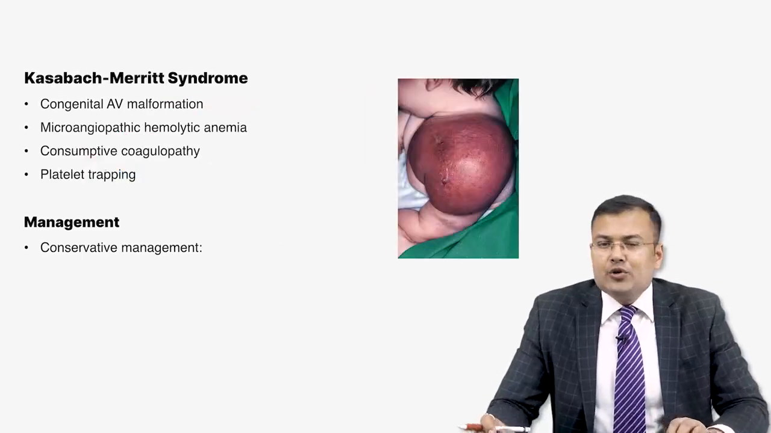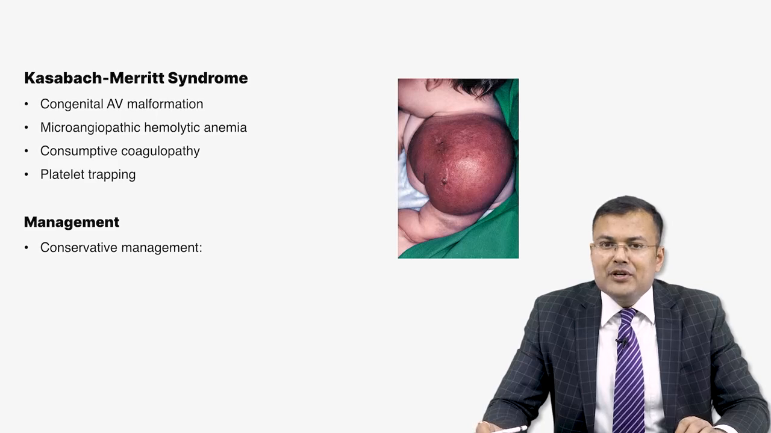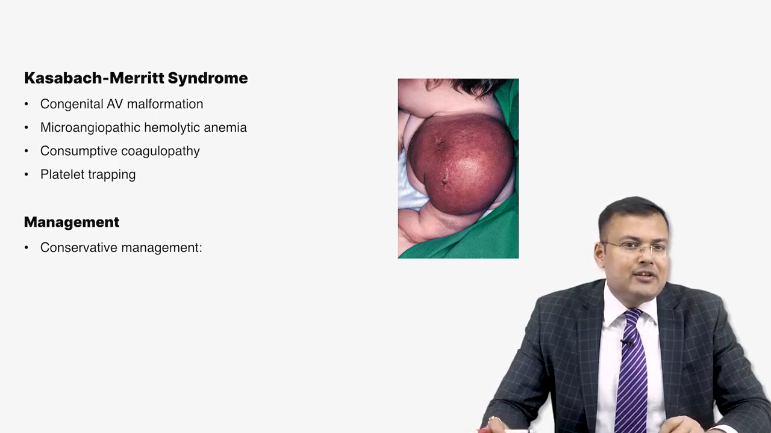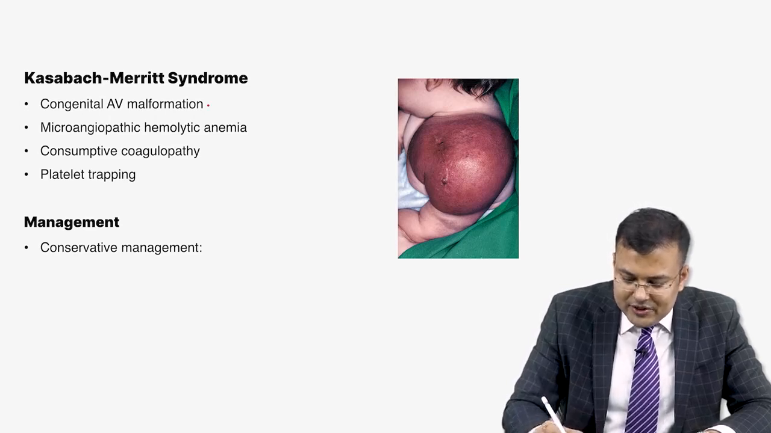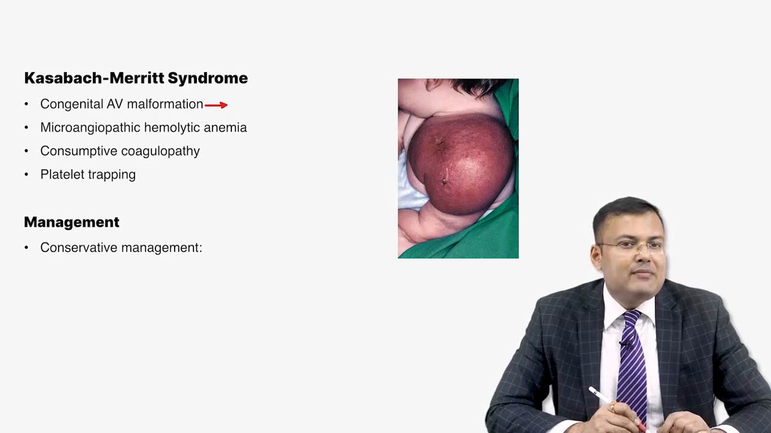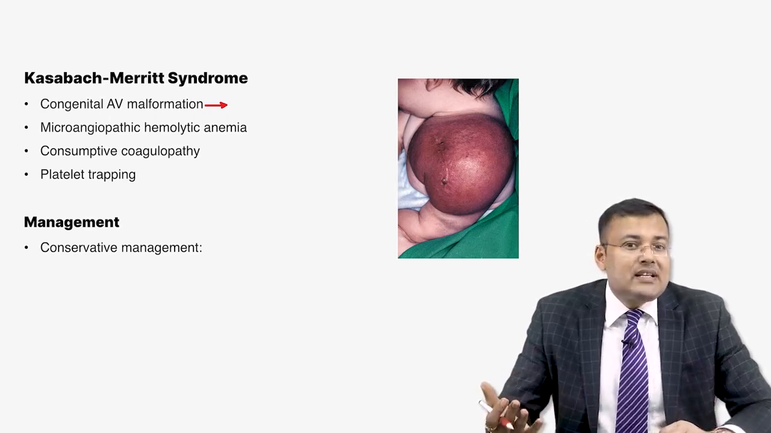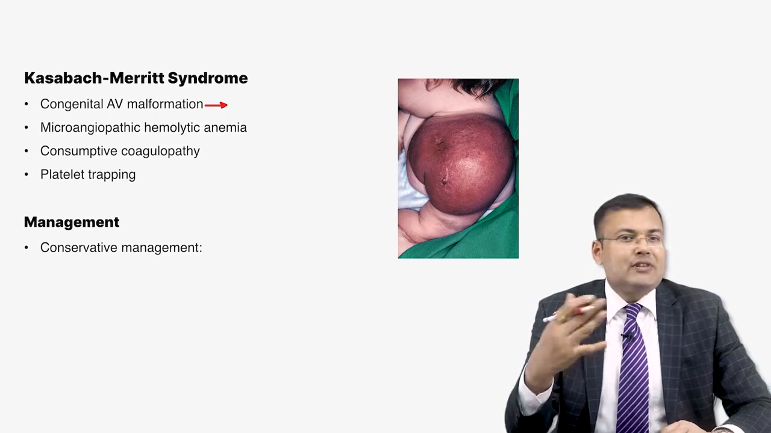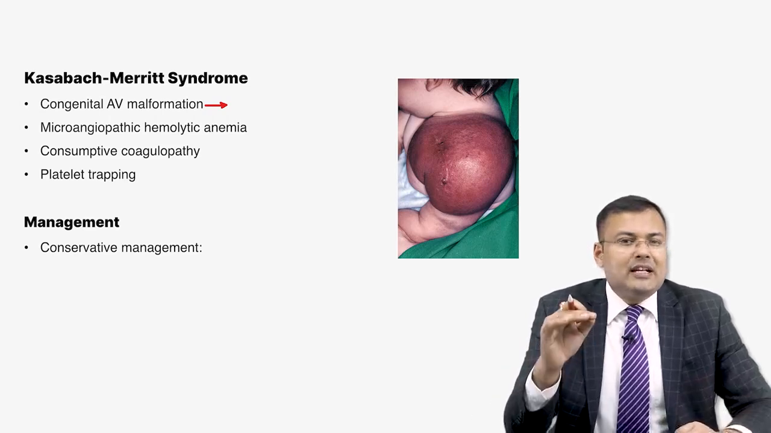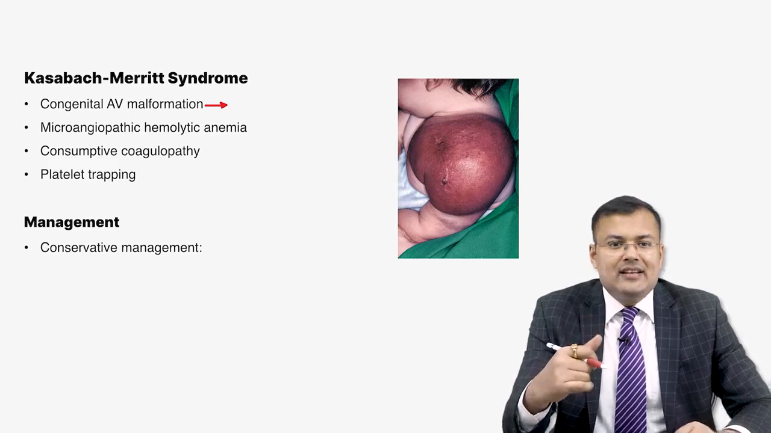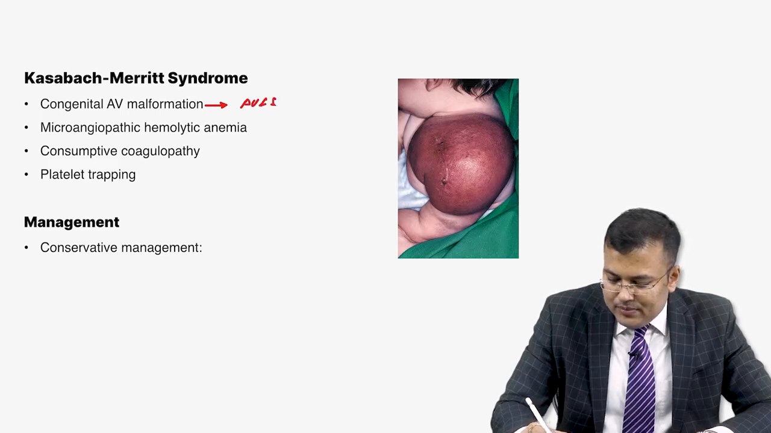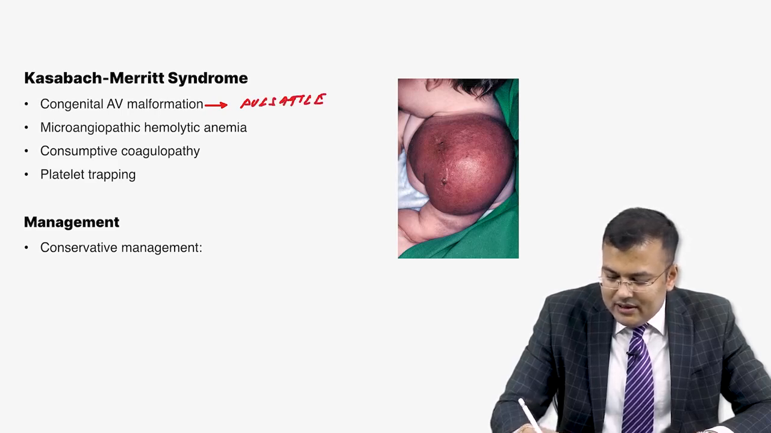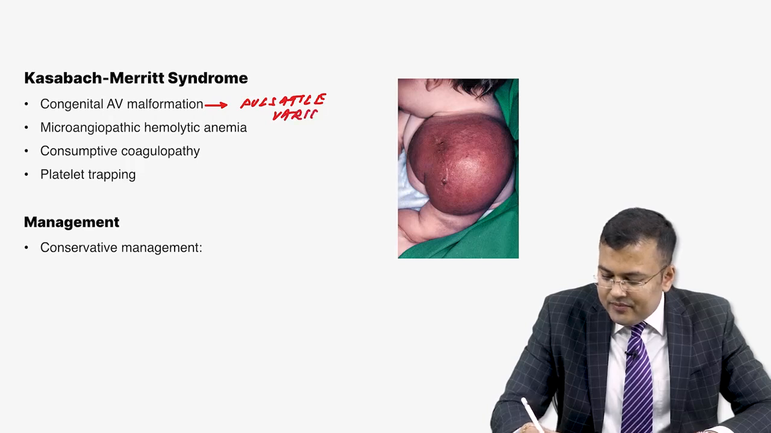There is another syndrome which is associated with AV malformation, that is Kasabach-Merritt syndrome. What is the problem here? These patients are having congenital AV malformations, and because of these AV malformations, these patients are having pulsatile varicose vein. So sometimes questions are asked in this manner that pulsatile varicose veins are seen in Kasabach-Merritt syndrome. Clear? It leads to pulsatile varicose vein.